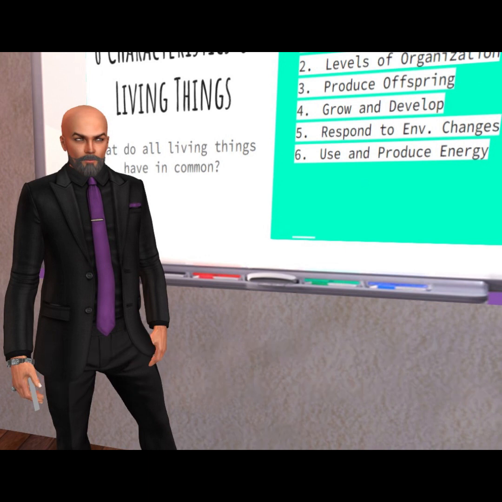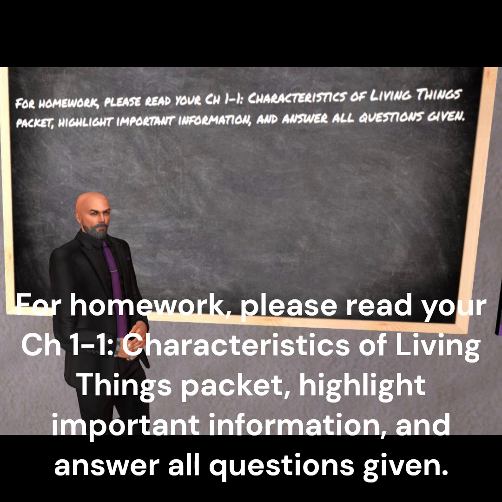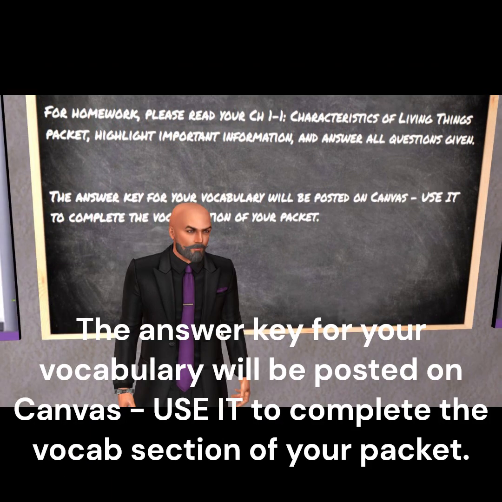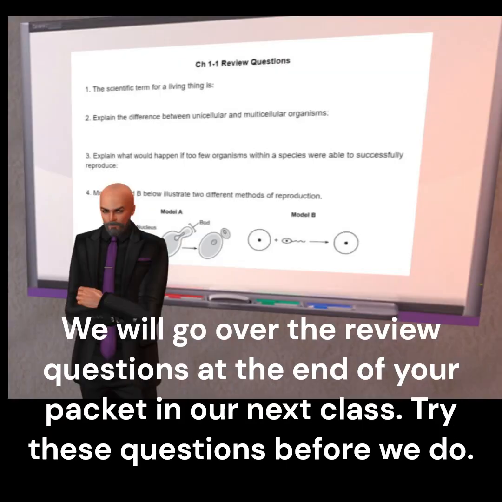For homework, please read your Chapter 1-1 Characteristics of Living Things packet, highlight important information, and answer all questions given. The answer key for your vocabulary will be posted on Canvas. Use it to complete the vocab section of your packet. We will go over the review questions at the end of your packet in our next class. Try these questions before we do.